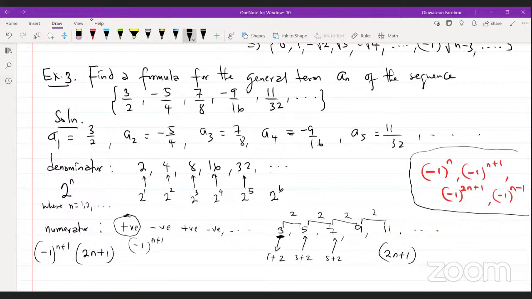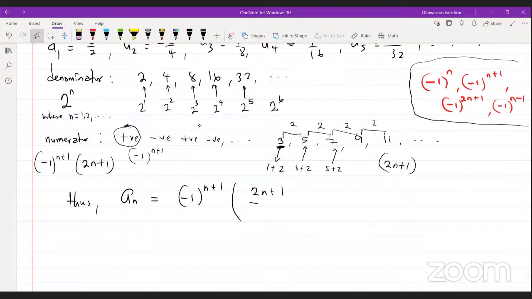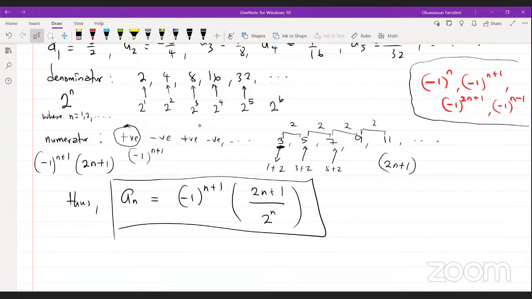So now I have to put things together. Okay, so if I put them together, I can now say thus a sub n is going to be -1 to the power of n plus 1, and then 2n plus 1 divided by 2 to the power of n. So this is going to be my formula, where your n is from 1 and it keeps moving. Okay, make sense?